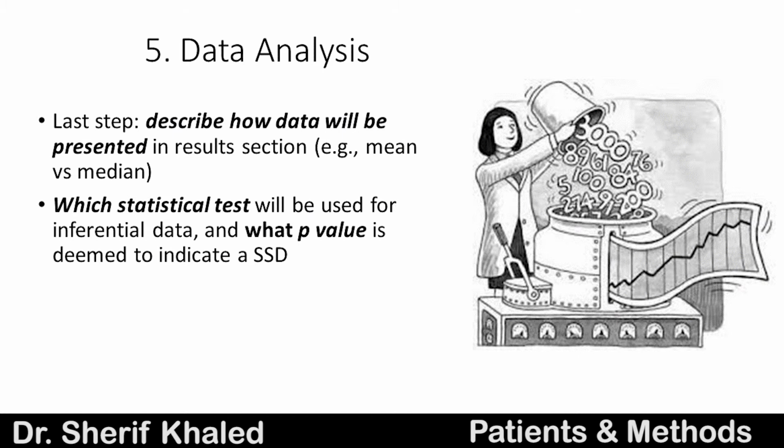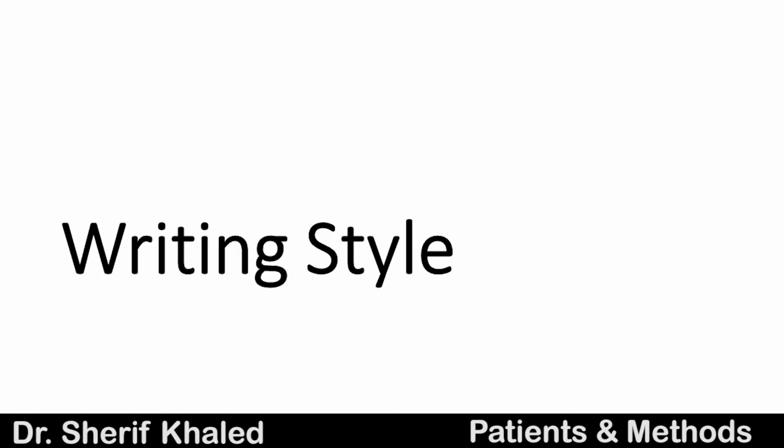Usually this part is written by the statistician who started with you or who did the study design for you. And what p-value is deemed to indicate a statistically significant difference. So here you set the p-value or the probability value to say that if it's less than this, it will be significant. If not, it will be insignificant. And this is important. This is usually given to you by the statistician, but you have to know that it should exist in the patients and methods section.